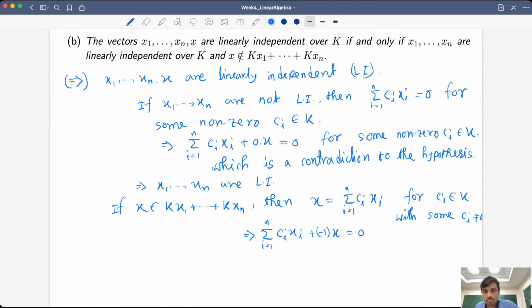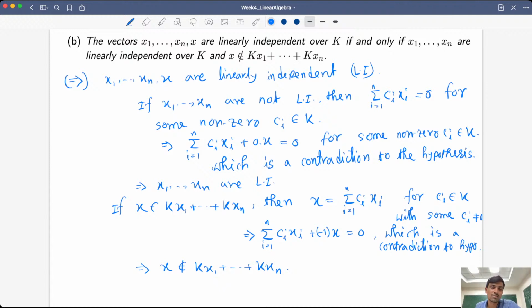So again, this is a contradiction to the hypothesis. Thus this implies x does not belong to kx1 plus ... plus kxn. So whenever you have x1, x2, ..., xn linearly independent over k, any subset of a linearly independent set is linearly independent. You can prove it exactly using the same argument.